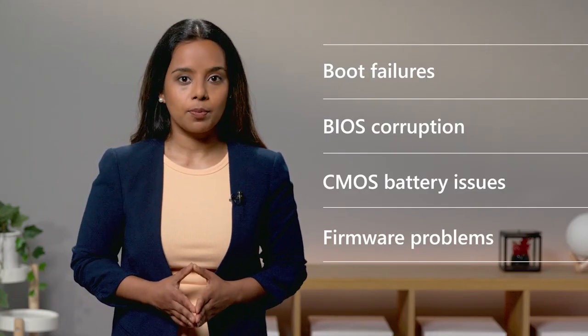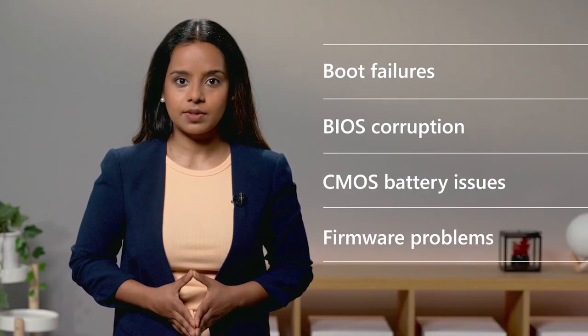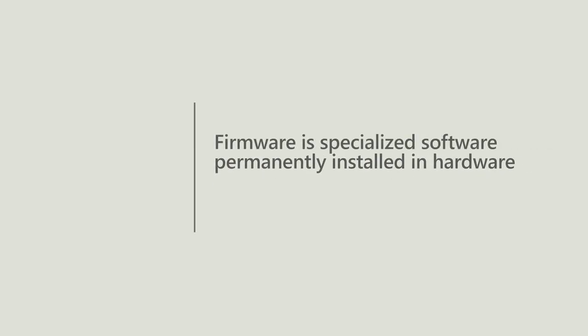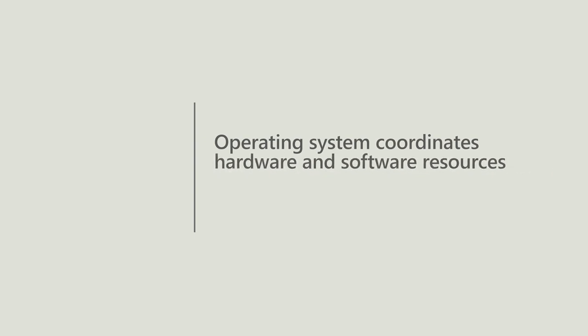You may already know about BIOS, firmware, and operating systems, but let's do a quick refresher. The basic input-output system, commonly referred to as BIOS, initializes hardware during the boot process and provides essential runtime services. Firmware, on the other hand, refers to the specialized software permanently installed in hardware. And a computer's operating system is the core layer of software that coordinates computer hardware and software resources, offering essential services for applications. Now let's examine some common BIOS and firmware issues.